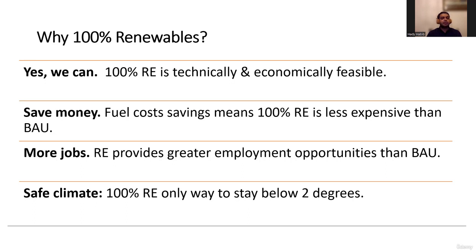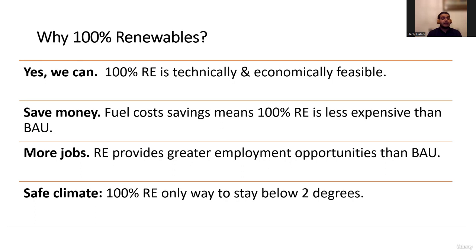Number two is because the 100% renewable energy scenario saves money, as the cost of crude oil is continuously increasing, and the cost of many renewable energy technologies is continuously decreasing. So in the long run, the fuel cost savings mean 100% renewable energy is less expensive than the crude oil that we are using to get our energy from.